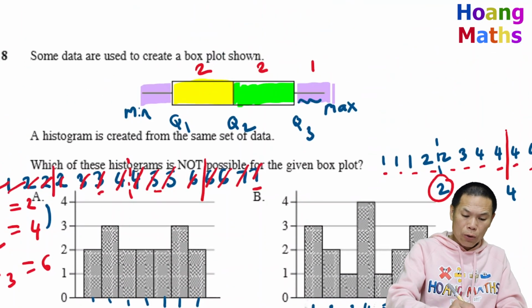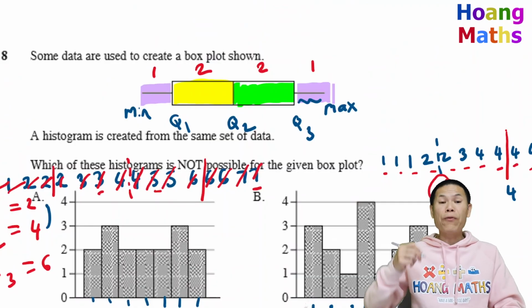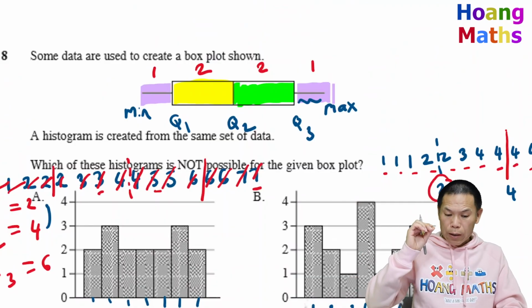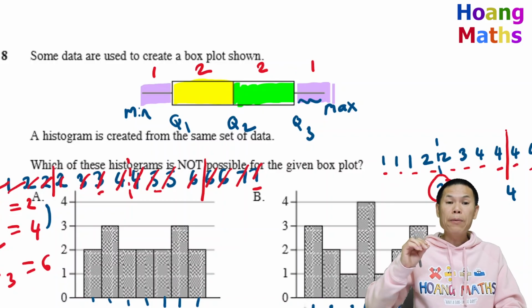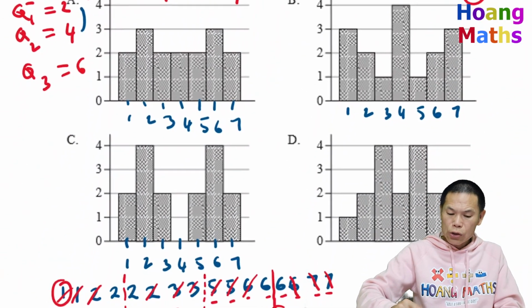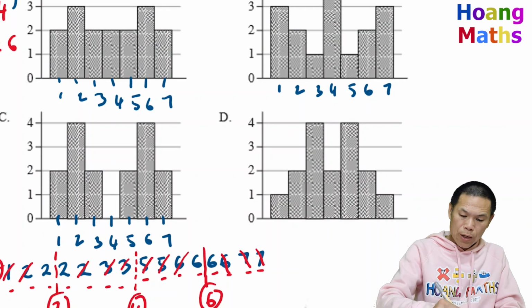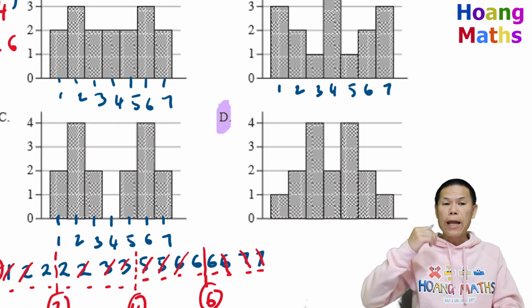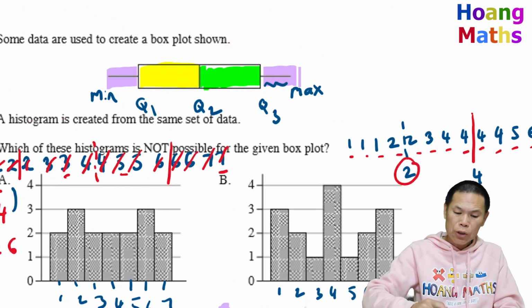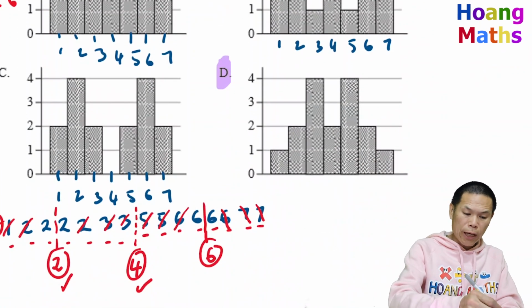So there you go. It's reflecting on the box plot because the gap and the number are reflecting on this. So now the answer should be D. Of course, we can work it out to see if it is. Of course it should be, because that's the last option. So let's check it out.